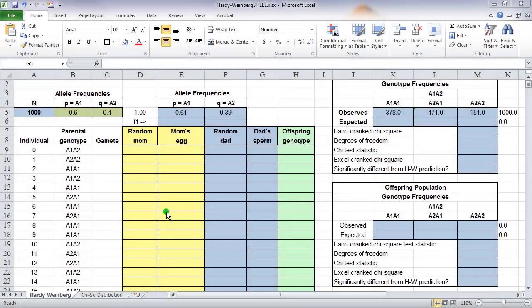My name is Terry Donovan, and we'll be picking up this spreadsheet that we began last time. We're going to be building the Hardy-Weinberg equilibrium spreadsheet model.